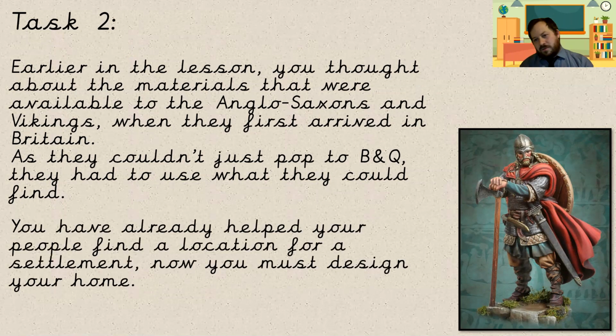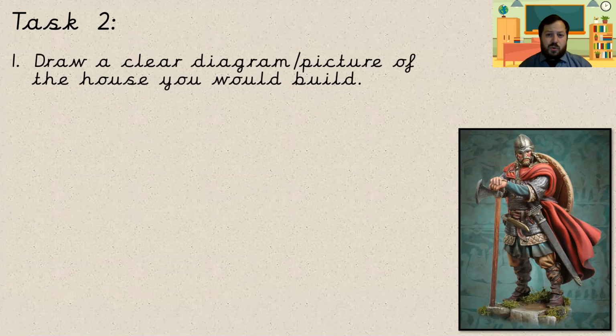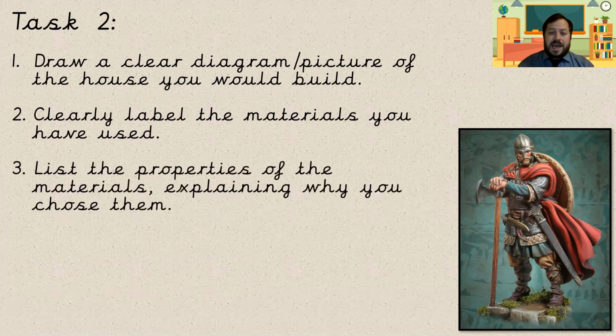Now, earlier in this unit, you've already helped your people find a location for your settlement. Now, you need to design a home for them. So, your second task, you are going to draw a clear picture or diagram of a house you're going to build. You are going to clearly label all the materials that you are using to build that house, thinking about the materials that you have available to you from those images. You're going to list the properties and explain why you chose that material. Not only just what the property is, but why that would be useful in that part of the house.